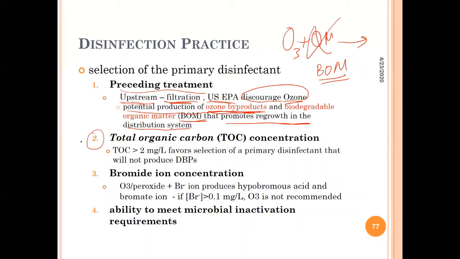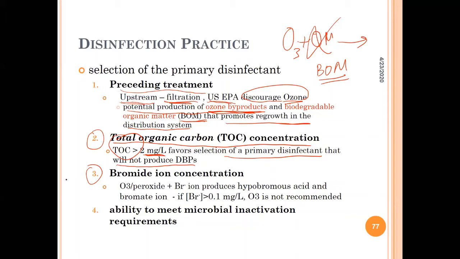If total organic carbon concentration is greater than 2 milligram per liter, we are encouraged, or it is better, to select the primary disinfectant that doesn't produce disinfection byproduct if total organic carbon is more than 2 milligram per liter.